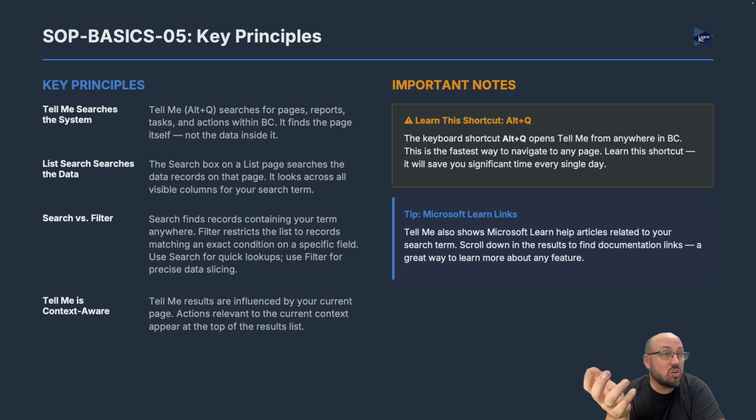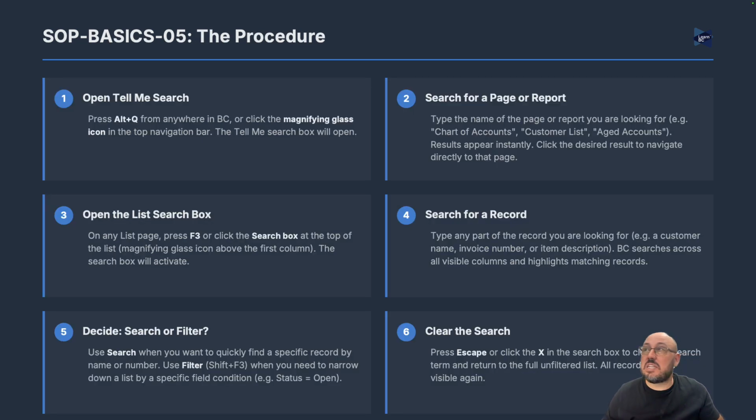So if you're not getting enough from what I'm showing you or on LearnBC or YouTube, you can hit Alt+Q, type a subject, and you're going to get articles down the bottom there that will hopefully help you find an answer to what you're trying to learn. Our steps for today about search. We're going to open Tell Me search, Alt+Q, and we're going to run through some examples of searching different things.